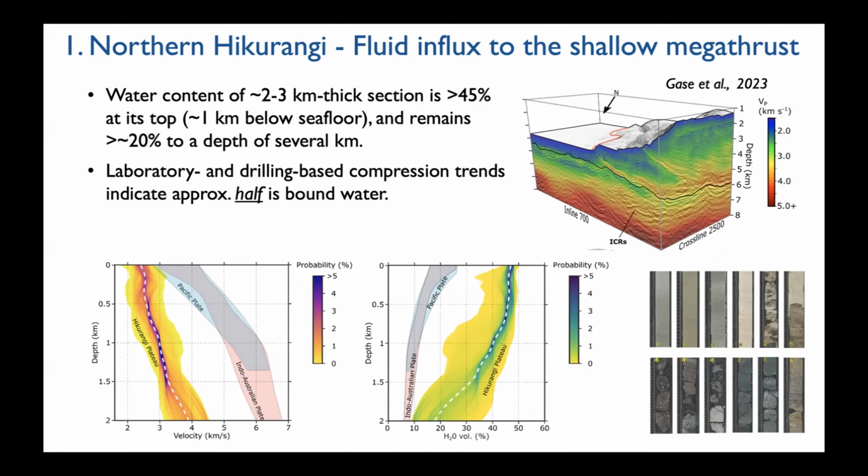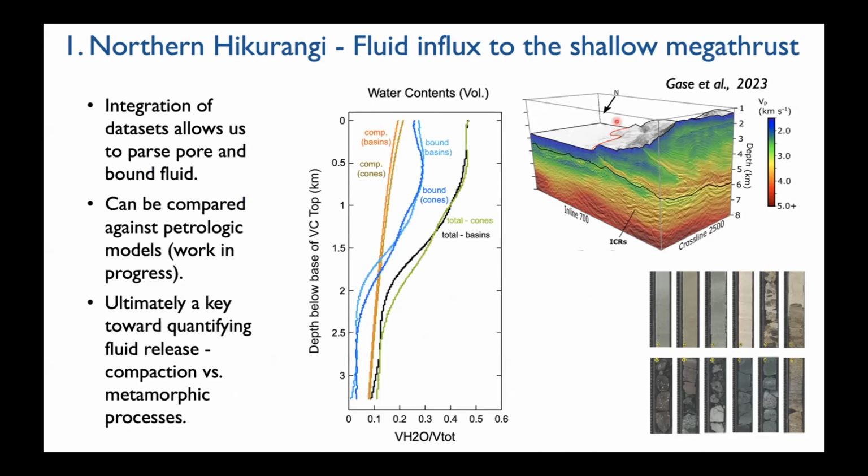The other key thing here is that we can also combine laboratory-based compaction information, or compression trend, with that observed total water content. And that's what's shown here. Just to lead you through this, pushing this as far as we can right now: the green curves are the total water content versus depth for two different terrains, beneath cinder cones and in the basins of that layer. The orange curves are compression behavior defined by laboratory and drilling information. And the blue is essentially what would have to be left over as bound water in the minerals.